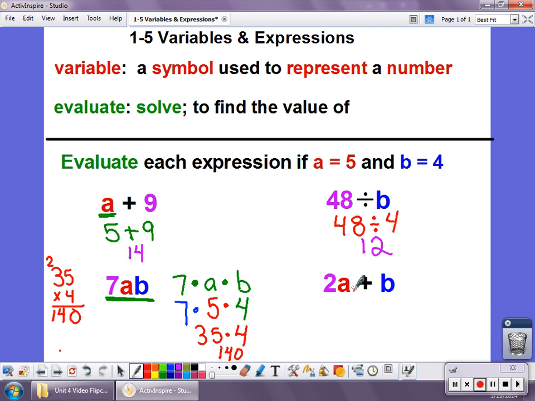2a plus b. Now remember, 2a means 2 times a plus b. So let's plug in 2 times a is 5, plus b is 4. Now, when you get a problem like this, you have to remember your order of operations. Order of operations says we multiply before we add. So 2 times 5 is 10, and 10 plus 4 is 14. And that's how you would solve expressions that have variables.